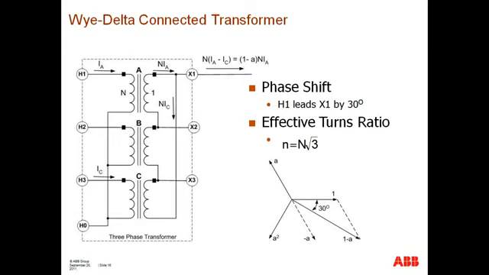Some comments on this particular connection. One of the things about delta connections is that they provide a means to isolate the zero sequence network of one portion of the system from the zero sequence network of another portion of the system.